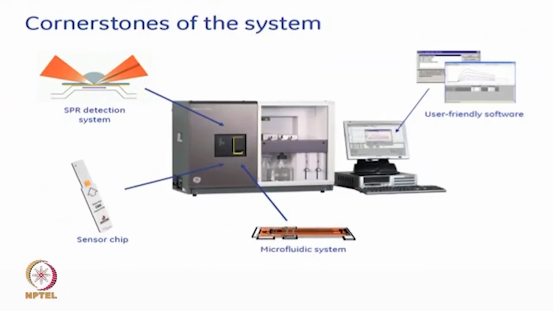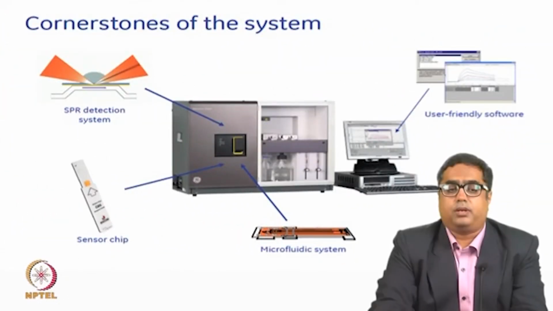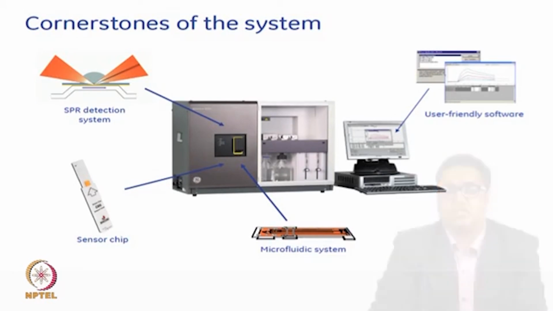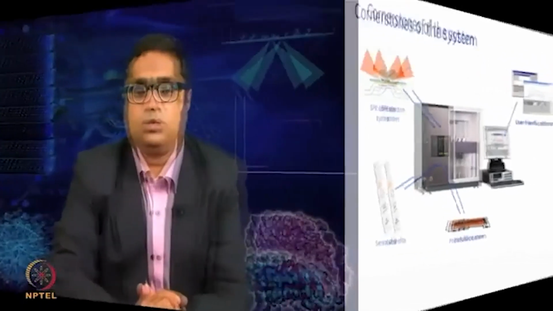So, the cornerstones of any SPR system or a Biacore system are a detection system and a chip system, a microfluidic system, and the software which integrates all of these and generates data. So, in our next sessions and the next couple of other sessions, we will understand details about sensor chips and the different sensor chips available. The SPR detection system depends upon the refractive index, and also depends upon the surface concentration and temperature.